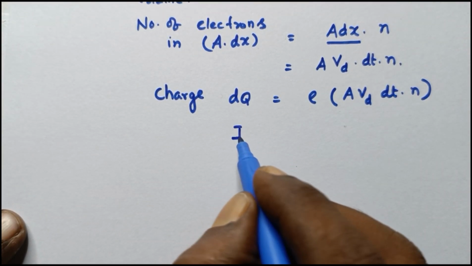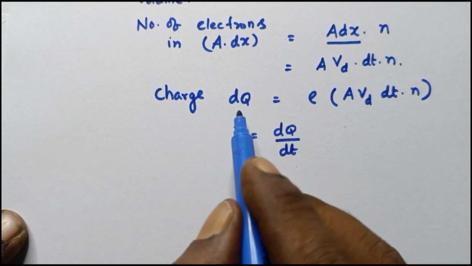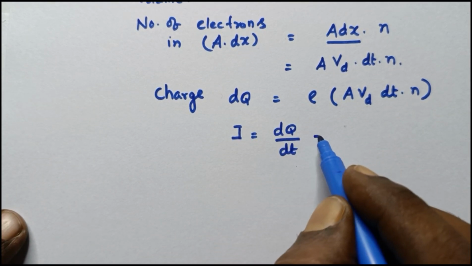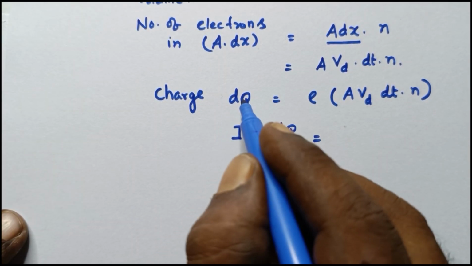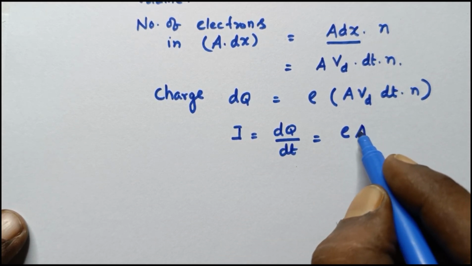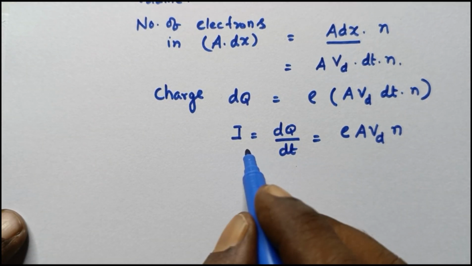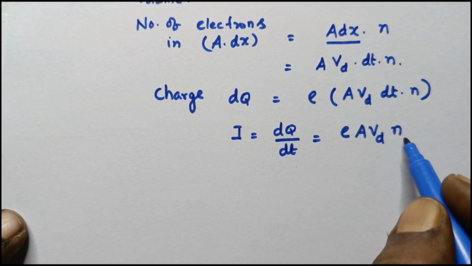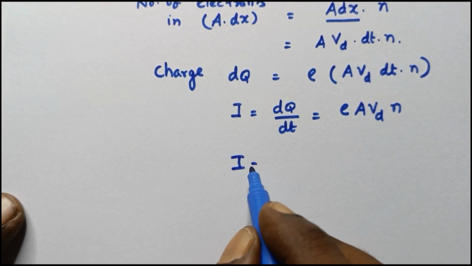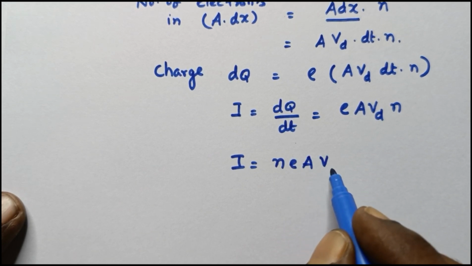Now what is the definition for current? Current is dq by dt. That is, if we divide this dq by dt, we get the current. So this is equal to, bringing the dt down, that is nothing but the current. So I is equal to e A vd into n. The expression is written as I is equal to n e A into vd.